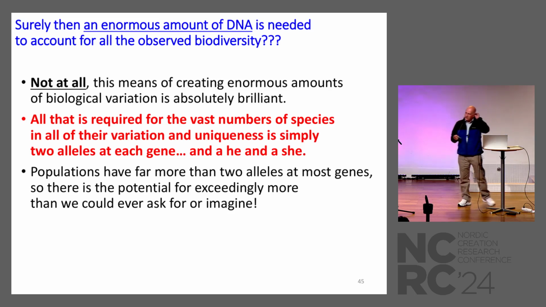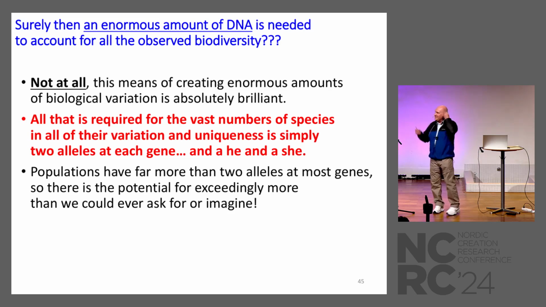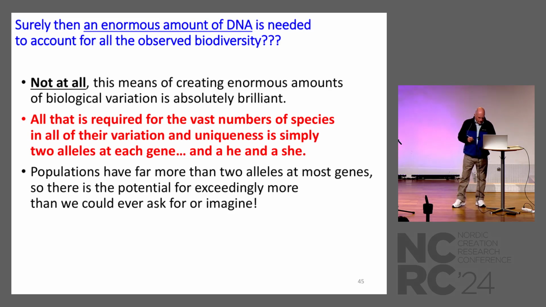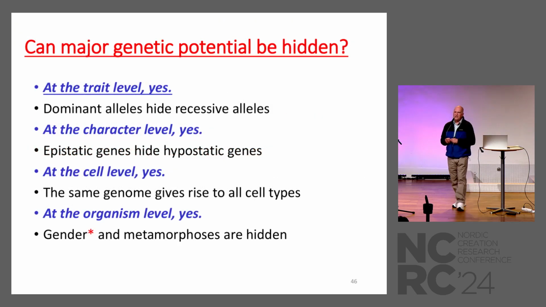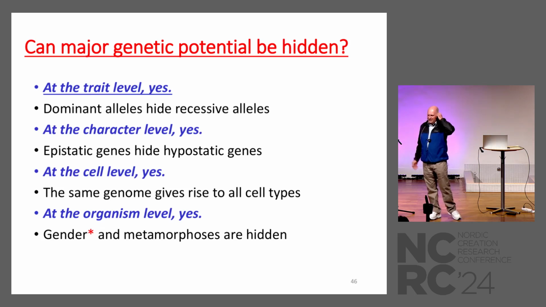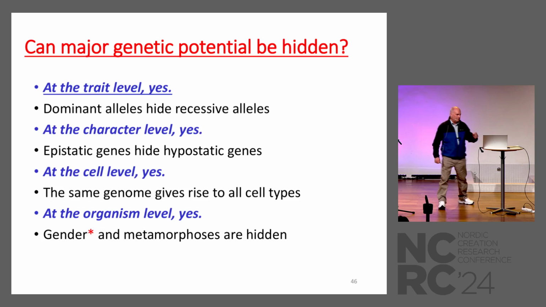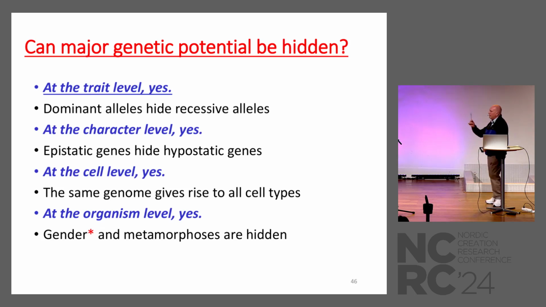A reasonable question to ask at this stage is, can major genetic potential be hidden in the genome? You remember those tar weeds we saw? Those little sort of dandelion type things on colour, and what they became in Hawaii, is that even imaginable? So let's try and tackle that question next. At the trait level, we know that's true. We've just discussed it. Dominant alleles hide recessive alleles. Definitely genetic potential can be hidden.